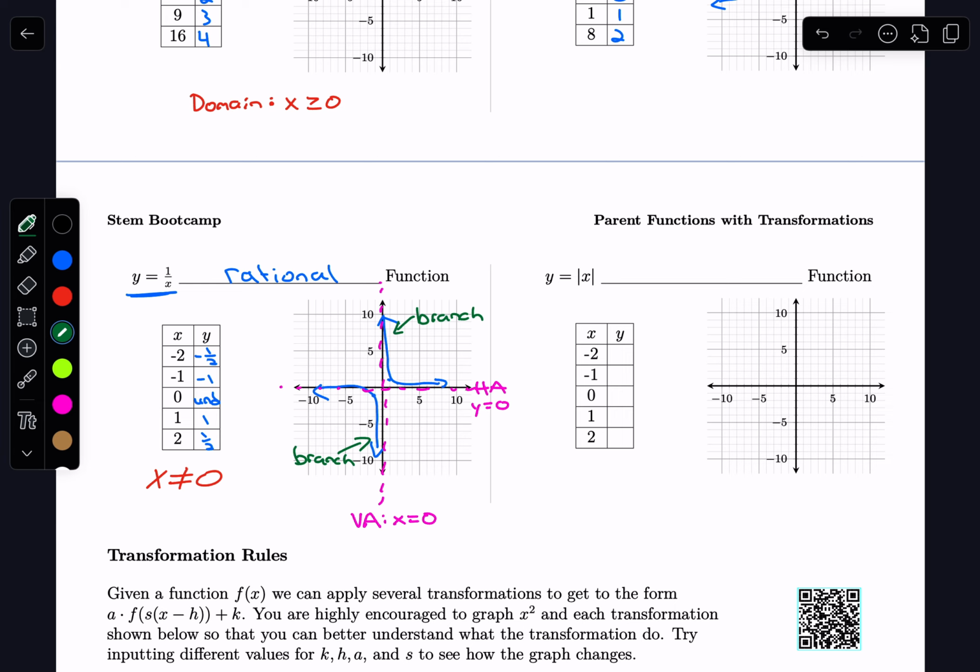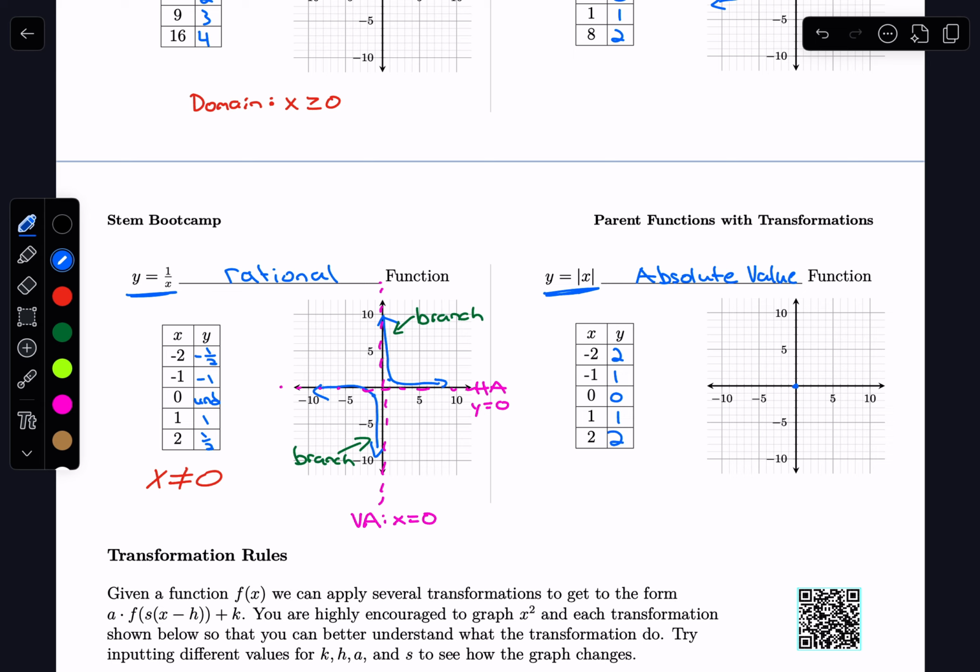All right, next one is y equals the absolute value of x. So those two vertical lines tell us to take the input and just make it positive. So this is called an absolute value function. And all it does is take negatives and make them positive, and it leaves positives alone. So -2 becomes +2, -1 becomes +1, 0 stays the same, and 1 and 2 stay the same. So it just takes the negatives, flips them up to be positive.